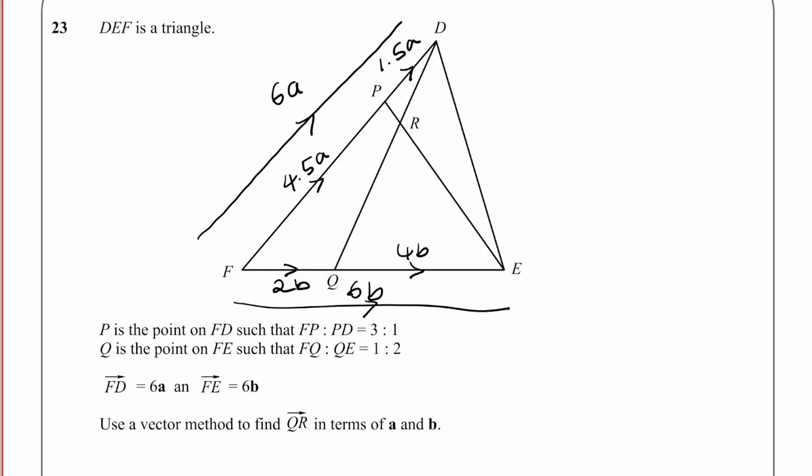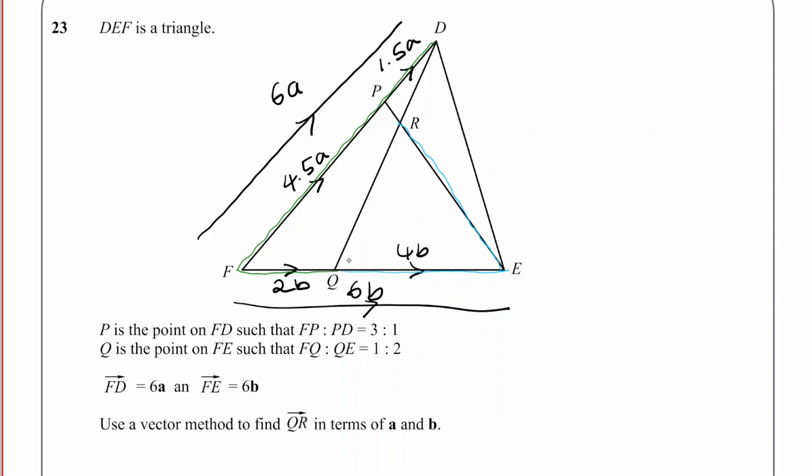Use a vector method to find QR in terms of A and B. So we're going to have to go 2 different ways to get from Q to R. We can say it's some fraction of the journey Q to D. Or we could go along to E and then say it's some fraction of that journey from E to P. We don't know what those fractions are, but we'll be able to work that out using simultaneous equations.